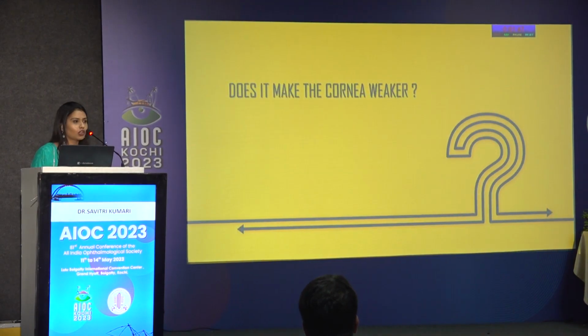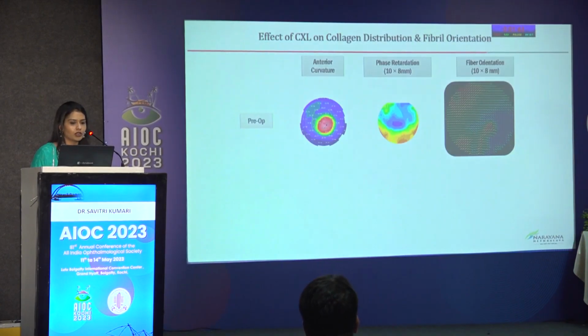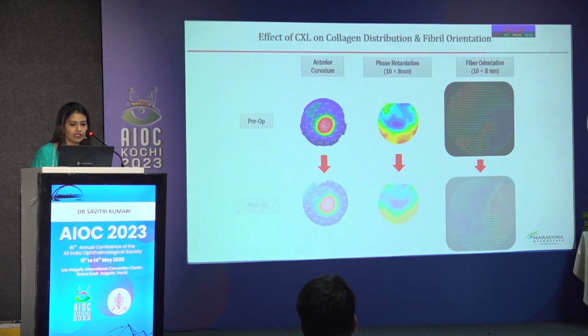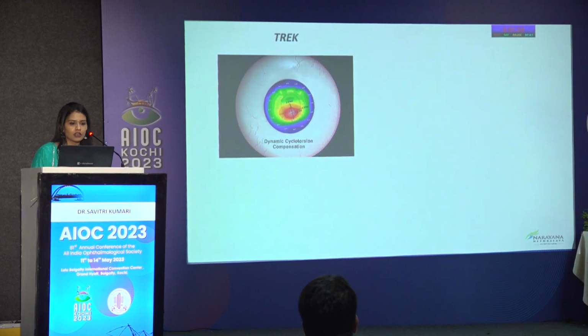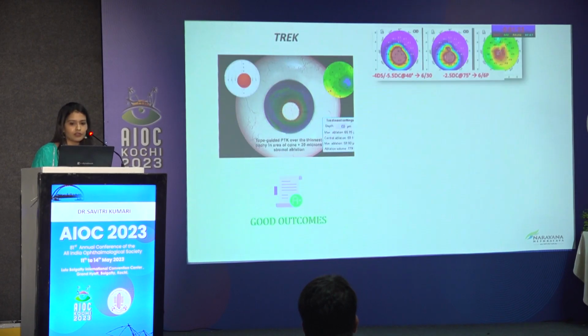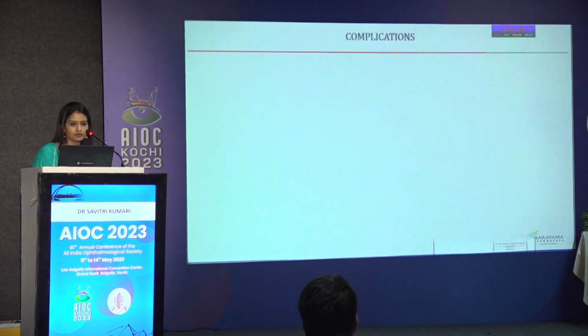Then does it make the cornea weaker? So as a part of our ongoing project, we imaged these corneas on pre-operative visit and then post-surgery on our polarization sensitive OCT. What we found out is that the collagen in the central cone area was now more densely packed, which was suggestive of an improved structural integrity of the collagen post-procedure. So these are a few case examples which have shown flattening following the TREC procedure.